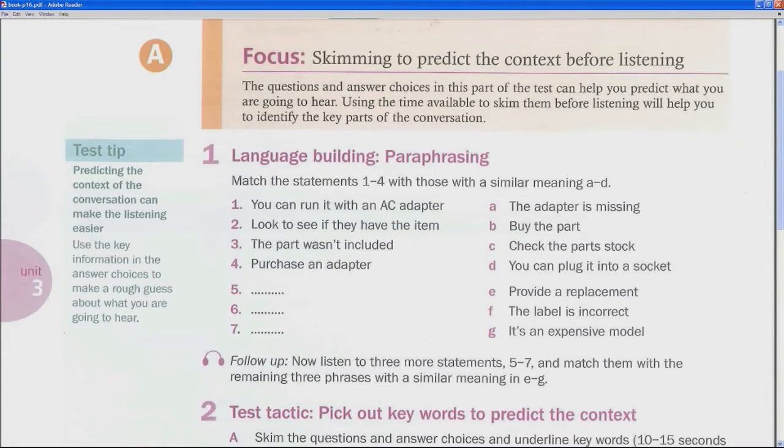So we're going to listen to 3 comments which mean the same as E, F and G. Which one means the same as E? Is it 5, 6 or 7? Which one means the same as F? And which one the same as G?